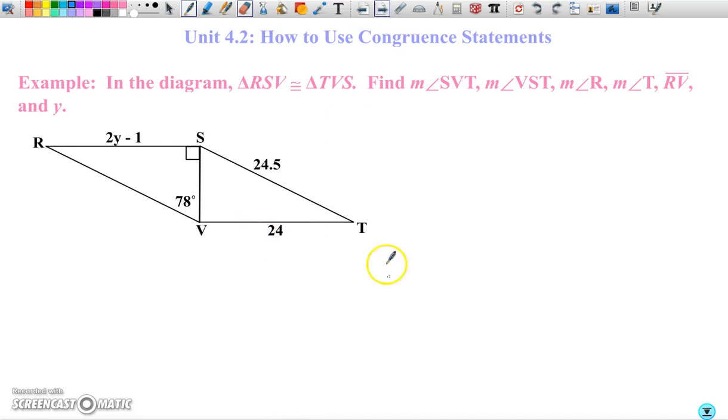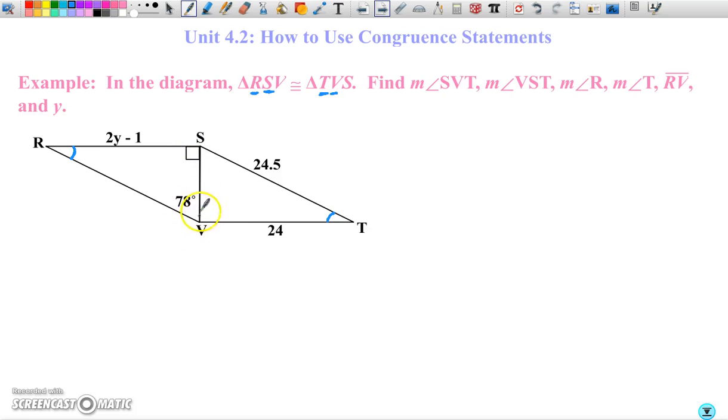So here's another example, and we're going to find all this missing information, and then actually we're done after this. So in this statement right here, triangle RSV is congruent to triangle TVS. Well, what that means then is that angle R is congruent to angle T. So we're going to go ahead and mark that. So angle R here is congruent to angle T here. All right, angle S is congruent to angle V.